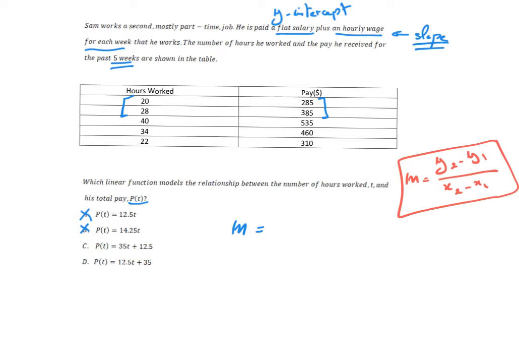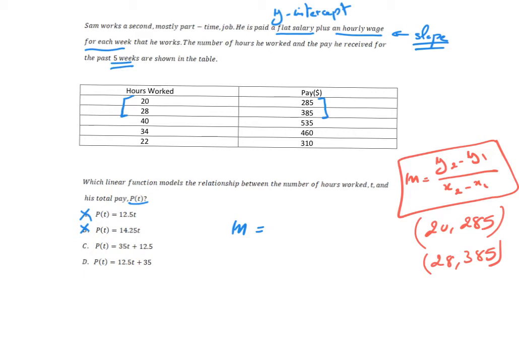You can pick any pair of points you want. You can pick 20 and 285 and 28 and 385, or you can pick 40 and 535 and 34 and 460. You will get the same slope, because the slope is constant. Even if you pick 80 points in the table, it will give you exactly the same constant slope. So let's pick 20 and 285 and another point, 28 and 385, and that will give me the slope.